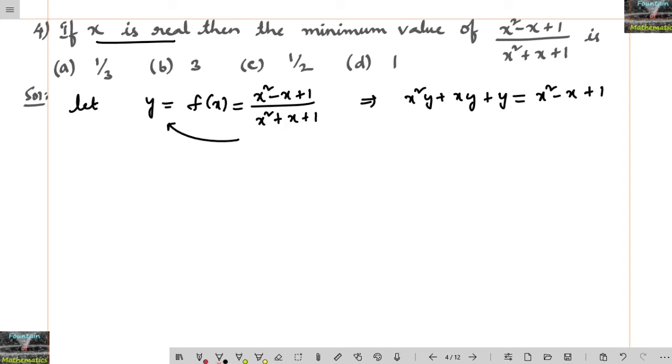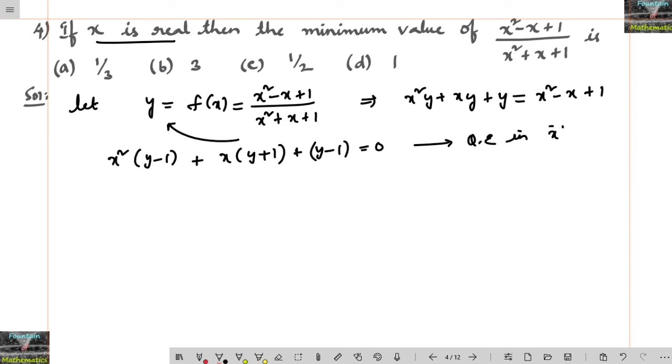Or we can just do the simplification: x square of (y minus 1) plus x of (y plus 1) and again plus (y minus 1) is equal to 0. It is a quadratic equation in x. y minus 1 is the coefficient of x square, y plus 1 is the coefficient of x, and y minus 1 is a constant. And since x is real, we can say that the discriminant of this equation, delta, should be greater than or equal to 0.